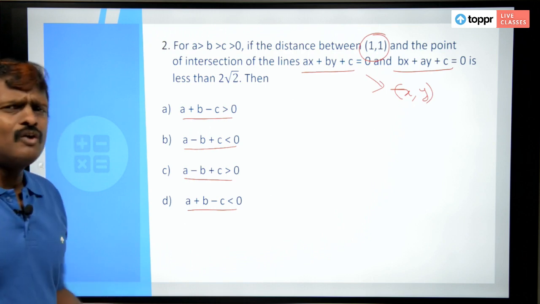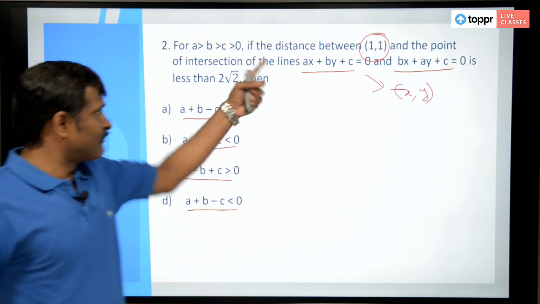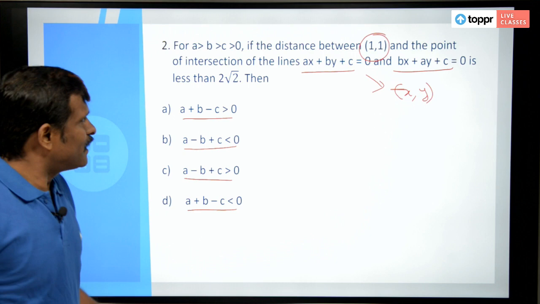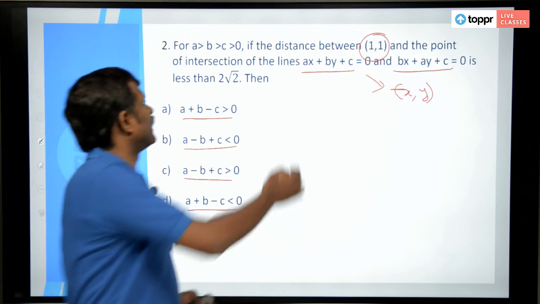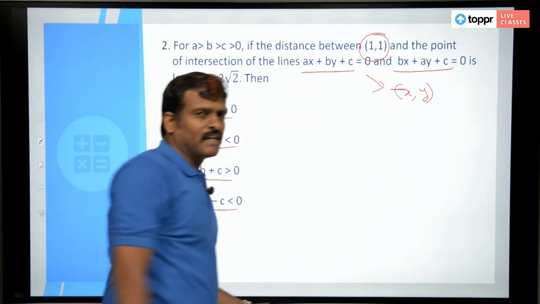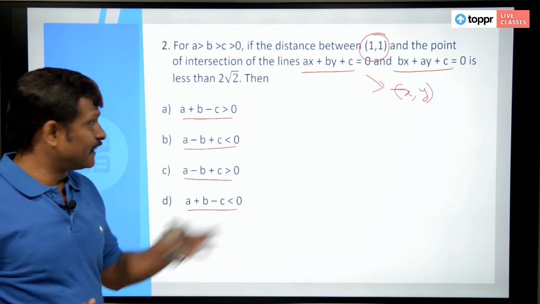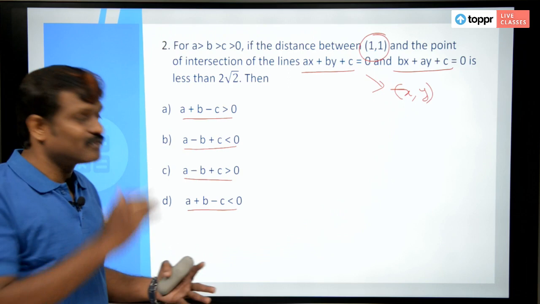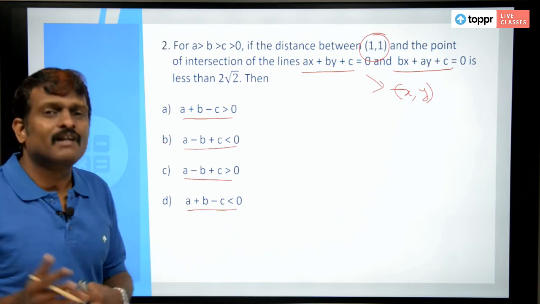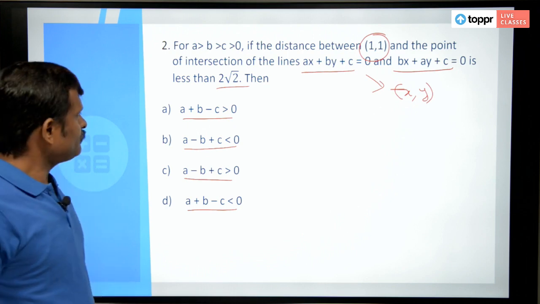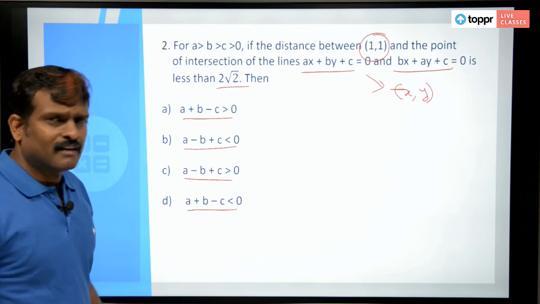So, what should we do now? We are given a point and the intersection of two lines, right. Basically, we can first find the intersection of these two lines, then find the distance between the two points, the intersection point and the given point, and then compare it with 2 root 2 using a less than comparison, right. So, let us see.